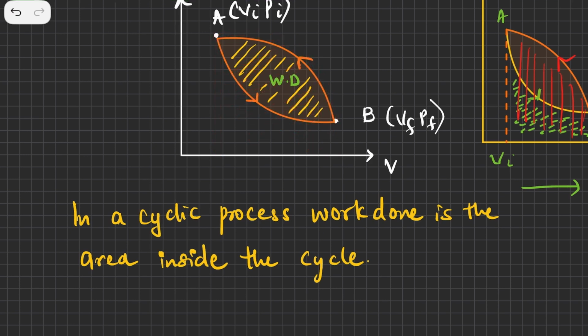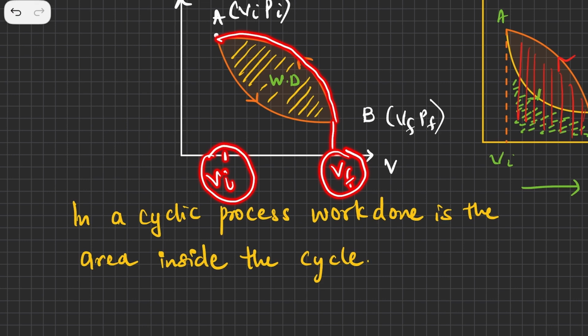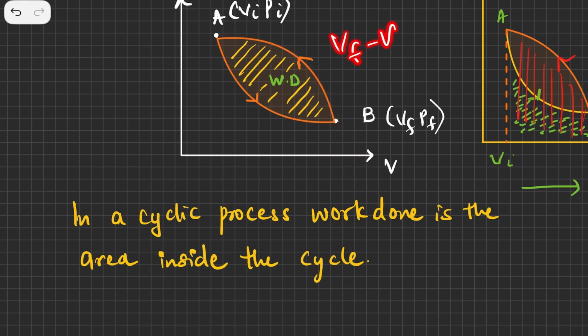Also note that while going from final state to initial state, it is going from a final volume Vf to its initial volume Vi. Final volume is greater and initial volume is smaller. So if you see, anti-clockwise final minus initial will give us a positive work done while we are going from this point to this point.